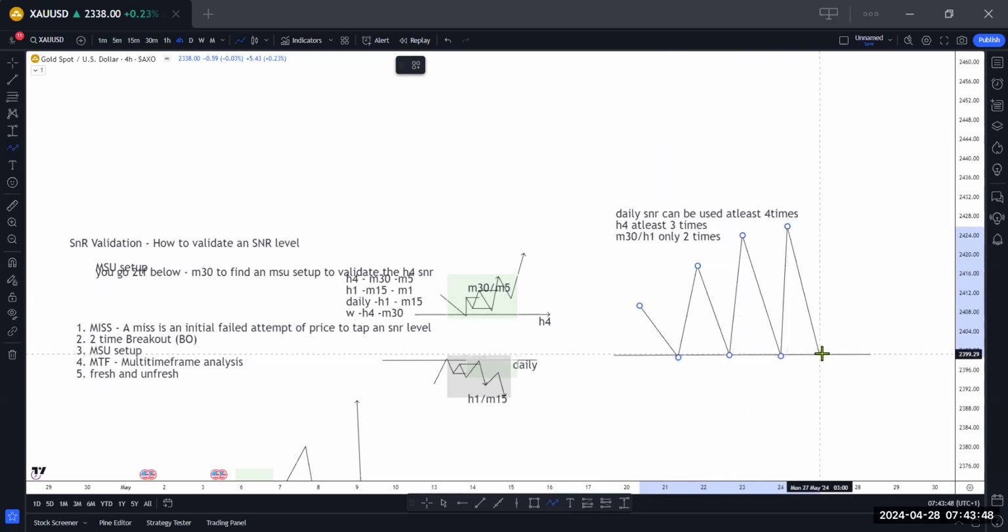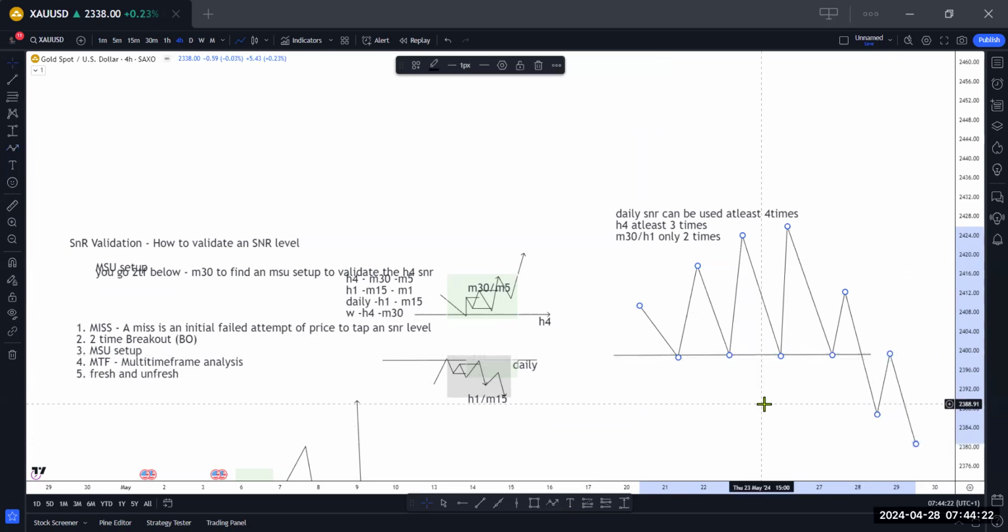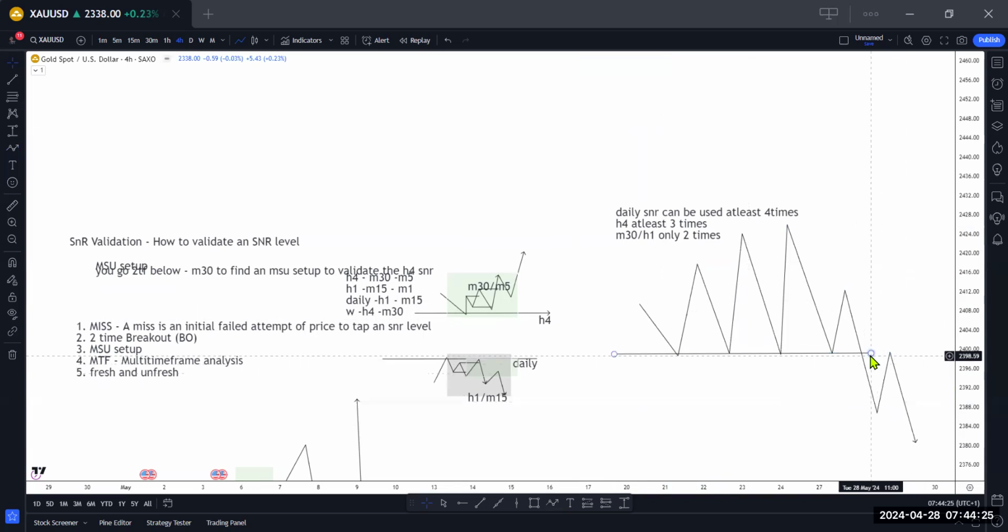As long as price does not break out, this level is still considered fresh on the daily. Why? Because it has only tapped 1, 2, 3. So price taps the fourth time, go. On the fifth time, it's going to break out. This breakout now makes this level fresh again. Why? Because we are no longer considering it as support. So a daily SNR level is valid for support just 4 times. The moment we break out, it is now resistance, right? So we can now use it as a fresh resistance level.